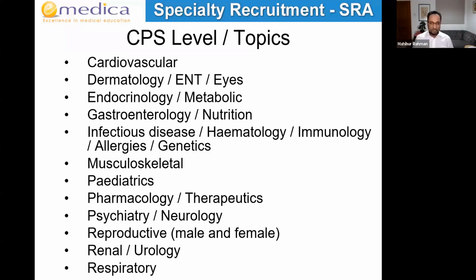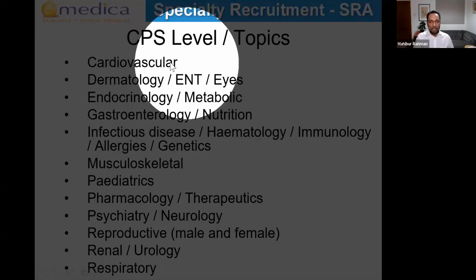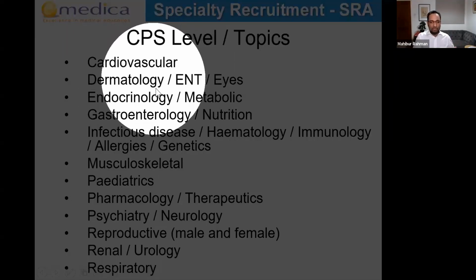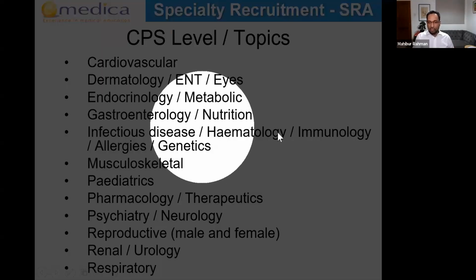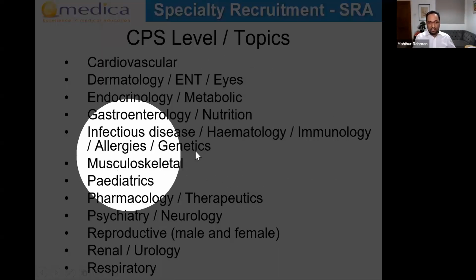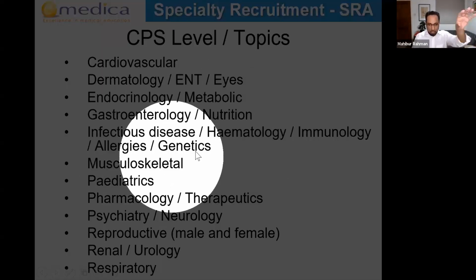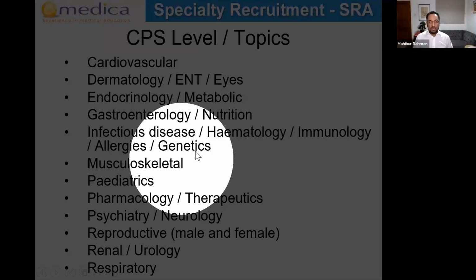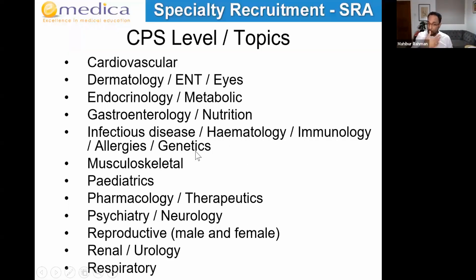This is the curriculum. As you can see, basically everything in medicine can come up in this exam. And roughly the questions are evenly spread between these. So for example, the number of cardiovascular questions is going to be similar to the number of infectious, hematology, immunology, allergies, genetics together. So broadly speaking, they're spread between these topics. As you can see, it's everything. Now, some of the questions will be set in a GP setting, some of them will be set in a hospital setting, but they could cover any of these specialties.